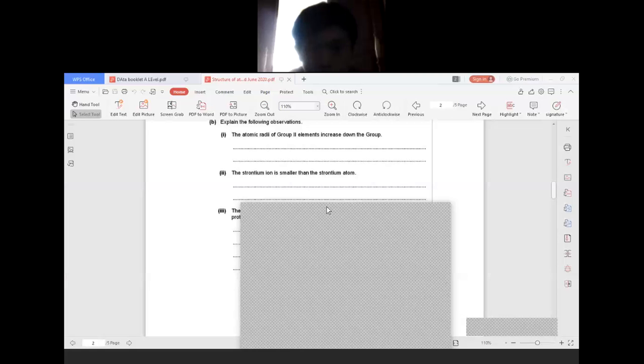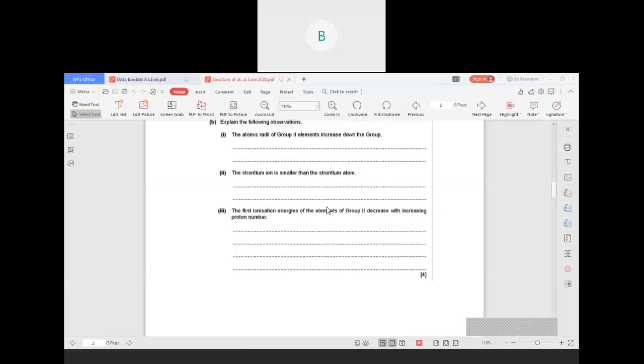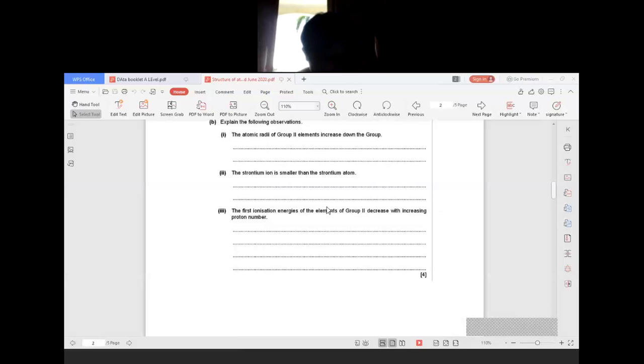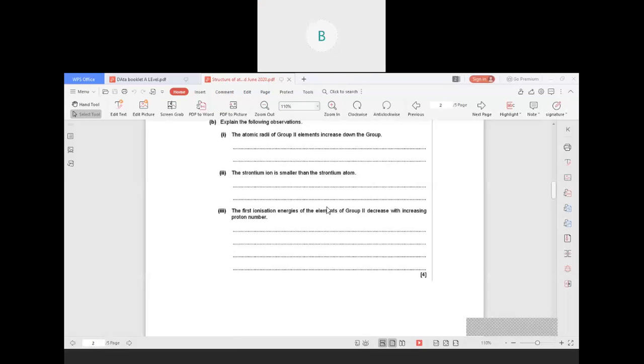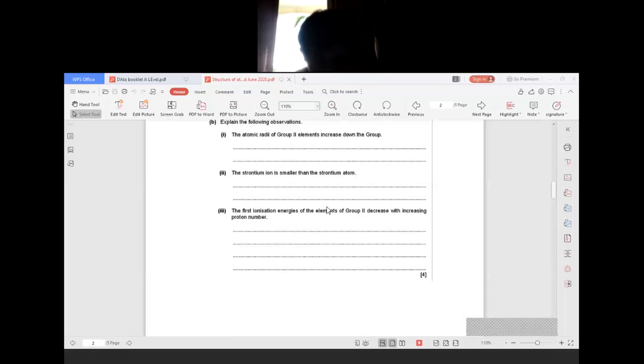There is the higher shells. The more shells, so more proton number, less energy.